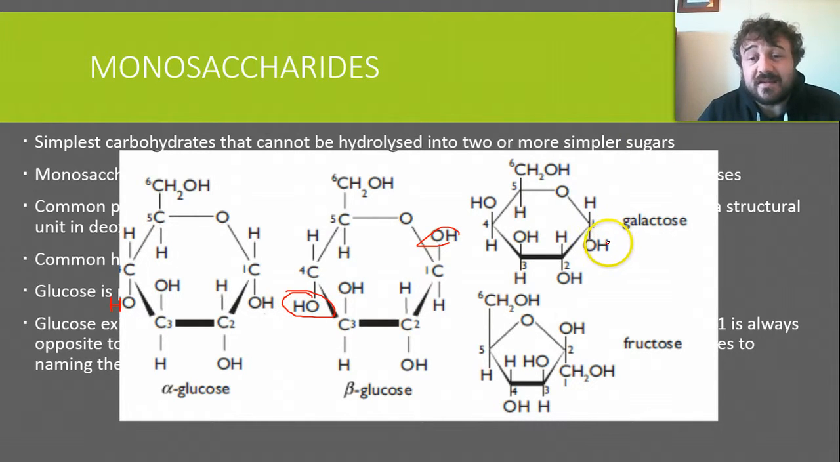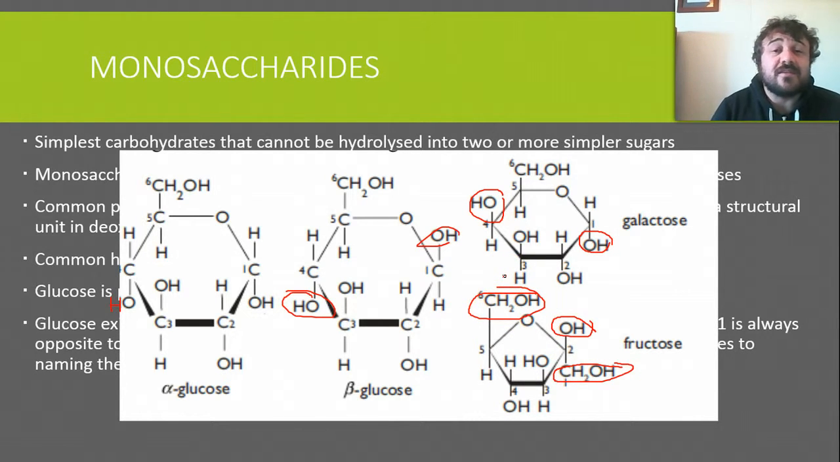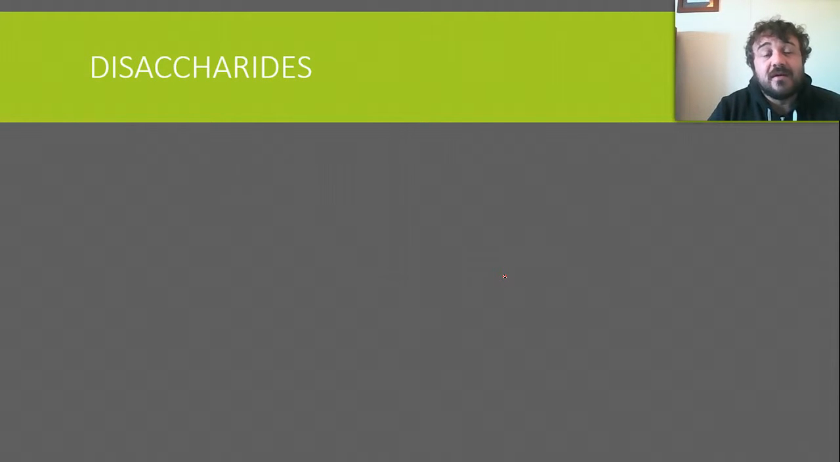Galactose here, we see that this is actually a beta galactose. All right. And fructose, well, actually, here we look at this one here. You see that is also a beta, but it's an isomer, so you can have both ones.